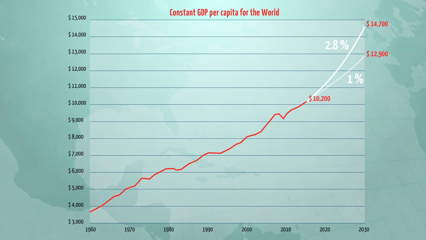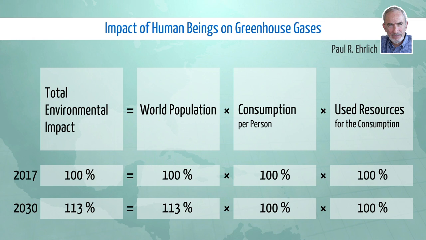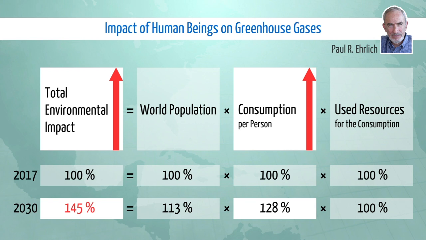If we take an average situation with a yearly economic growth of 1.9%, the increase in consumption per person is 28% higher, and the index for greenhouse gases surges to 145. This is a realistic prognosis, especially with increasing productivity in Asia, Africa, and South America.